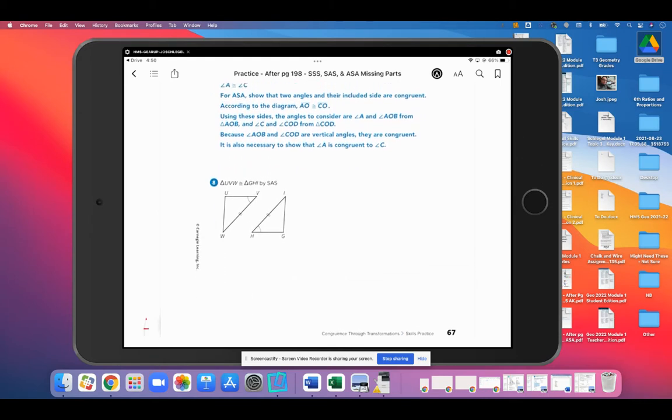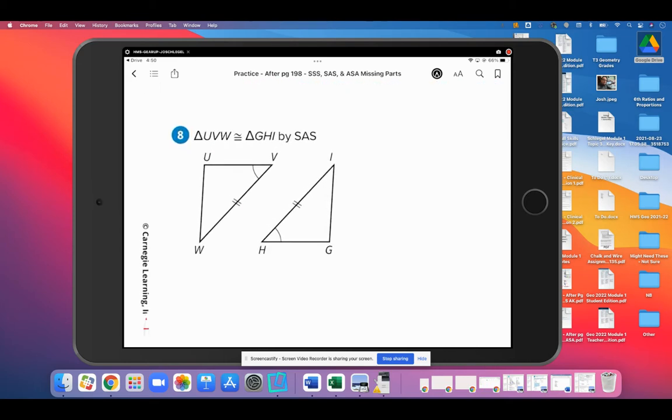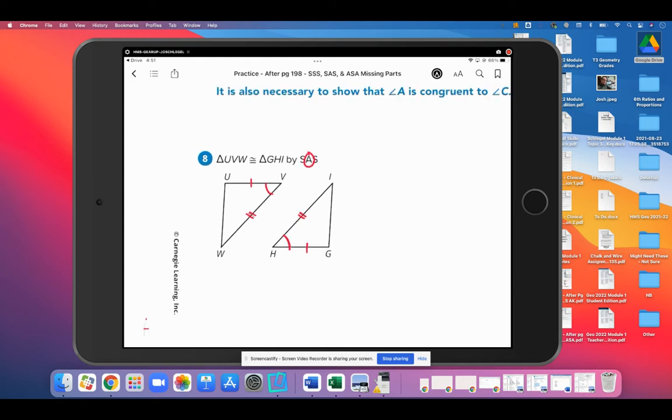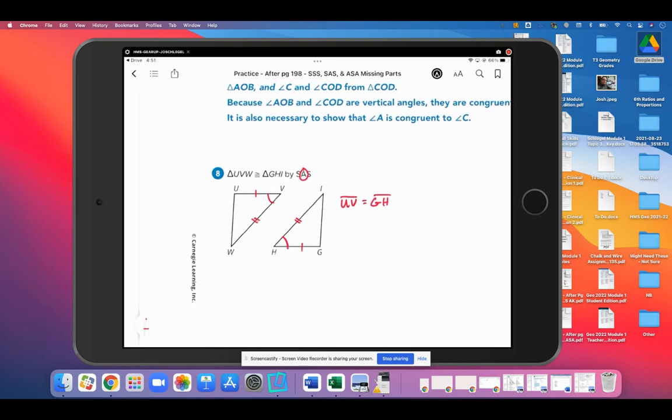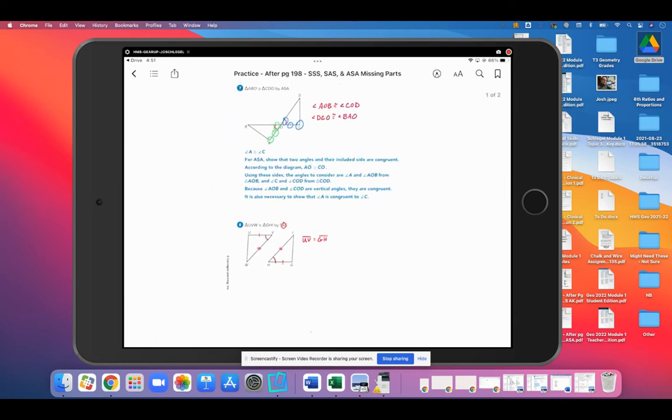All right, everyone, moving to number 8, we are wanting to use side, angle, side. I do see that I've got a side and an angle here. The angle has to be trapped between two sides. So a side and angle, that means I need that side. A side, an angle, means I need that side. So I would need to know or be able to prove somehow that UV is congruent to GH. Then I would be able to use side, angle, side to prove that those two triangles are congruent.